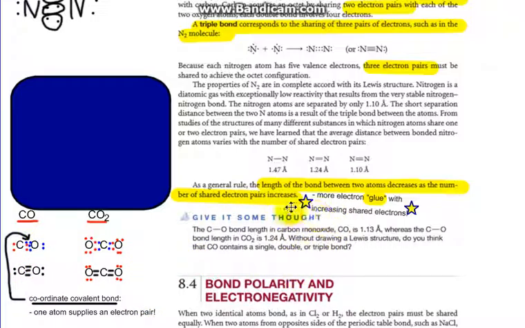So the predictions here coincide with what happens here. The very short distance between the carbon and oxygen signifies a triple bond, and the larger distance, 1.24, between this carbon and oxygen, or this carbon and oxygen, signifies a double bond.